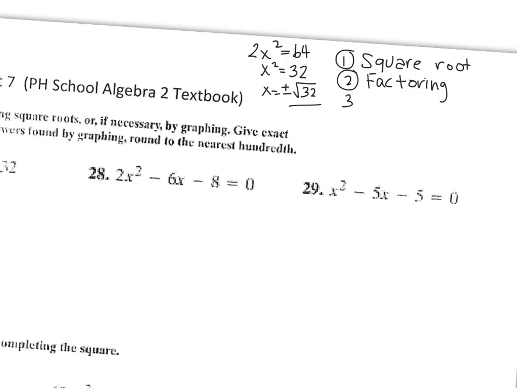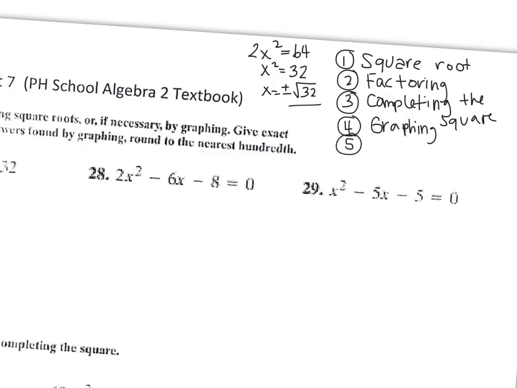Another way you can do is completing the square, which there's a couple of examples halfway down through the page, so I'll do that. You can also solve by graphing, which you'll use graphing calculators and see where the parabola crosses the x-axis. And then the last way that works every single time is to use the quadratic formula. The quadratic formula is long, but it works every time.